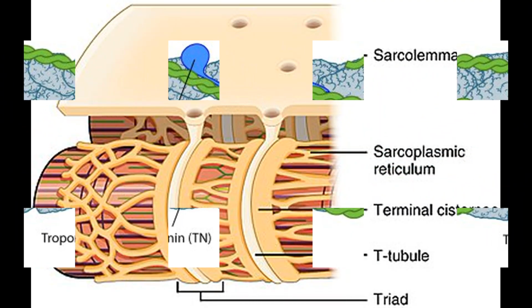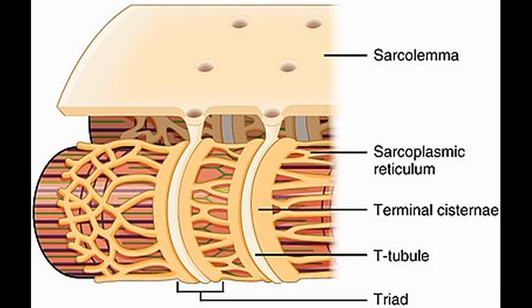Section 7. T-tubules, the electrical messengers. T-tubules are extensions of the muscle fiber's plasma membrane that penetrate deep into the cell. They transmit the electrical signal for muscle contraction, ensuring all parts of the fiber contract simultaneously.